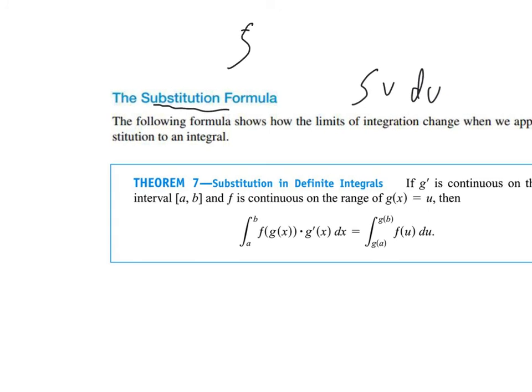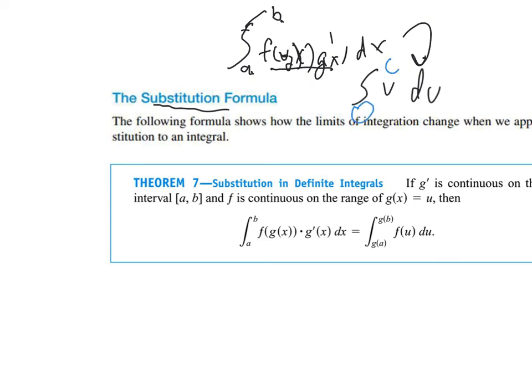We were first integrating from a to b of f of g of x times g prime of x. And a and b are related to the x's. If I convert this to u du, I have two options, and I'm going to talk about both of them. Theoretically, those limits change as well.